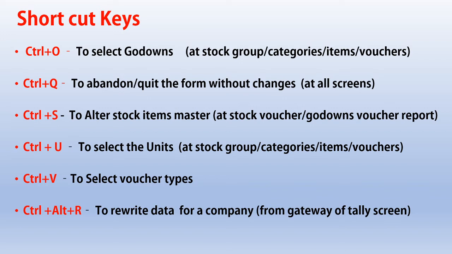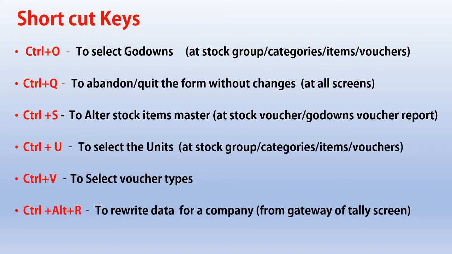Control U is units of measure. Whenever we are at inventory info, which consists of stock groups, stock categories, stock items, and units of measure, at the creation and alteration of all these, if we press Control U, then the creation of units of measure will appear. Then Control V is for voucher types. We can create vouchers at any screen itself.